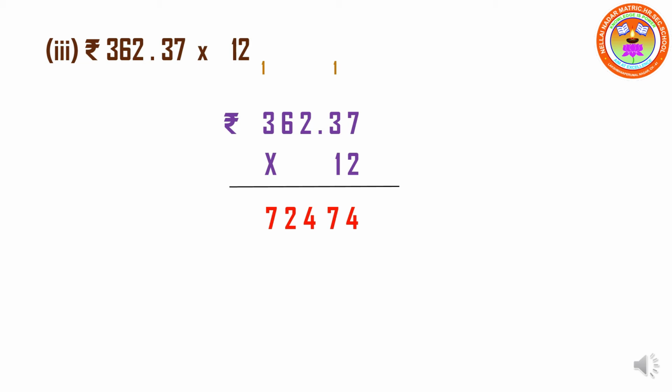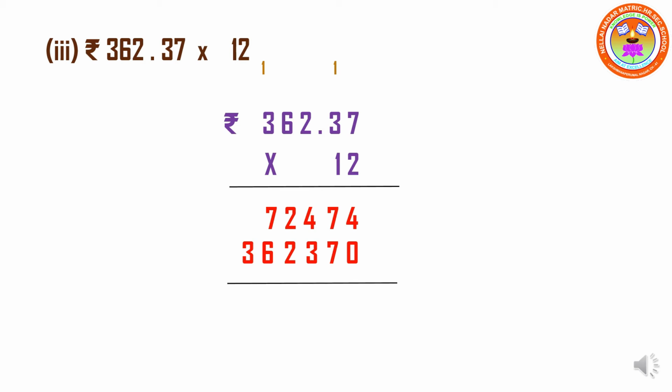So next we have to multiply 362 rupees 37 paise with 12. First, 7 into 1, your answer will be 7. Yes children. Next 3 into 1, that is 3. 2 into 1, 2. 6 into 1, 6. And 3 into 1, 3. So we have multiplied 362 rupees 37 paise with 12.